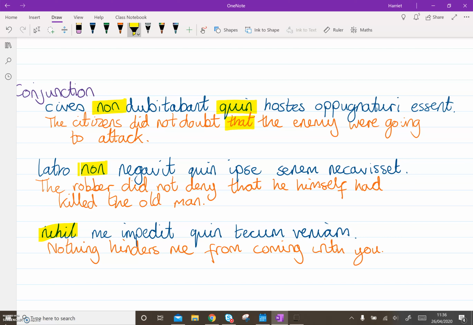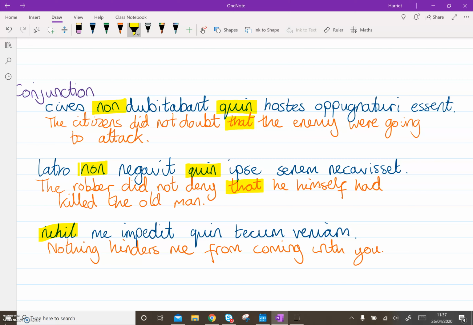So the difference between quin as a pronoun and as a conjunction is that when it was a pronoun, it was translated negatively, whereas as a conjunction, it's just translated as that. There's no not involved in the second part. There is a negative in the main clause, but there's not a negative when you come to the translation of quin. Okay, the second example here, latro non negavit quin ipse senem necavisset. The robber did not deny that he himself had killed the old man. So again, it's negative in the main clause, but when it's a conjunction, you're just translating it as that rather than anything negative.